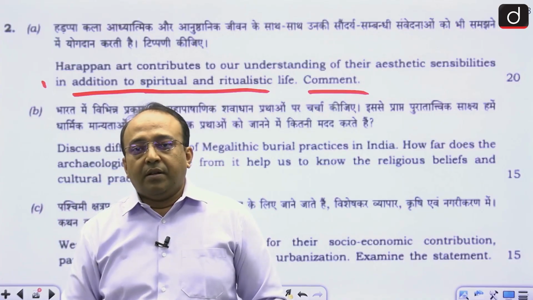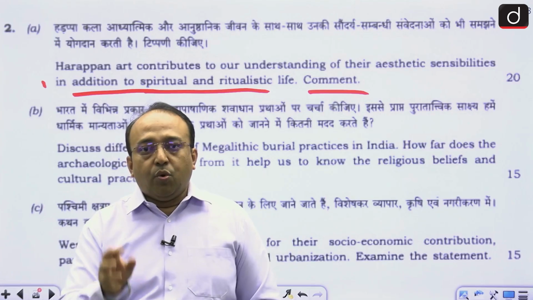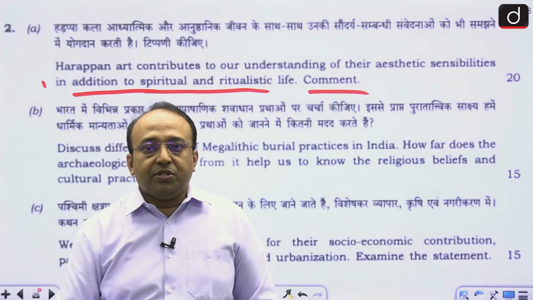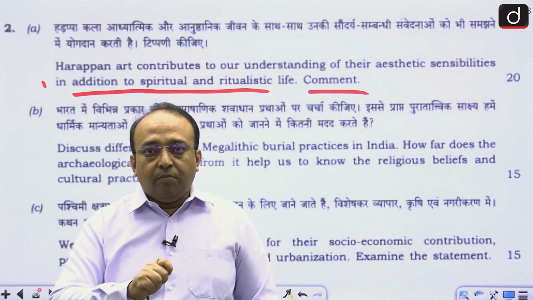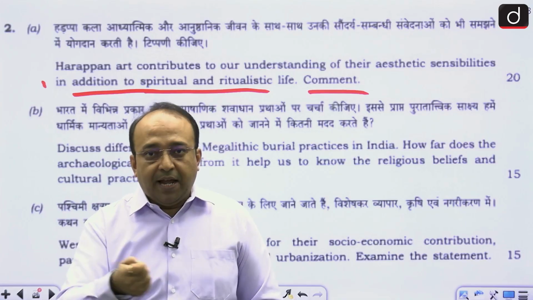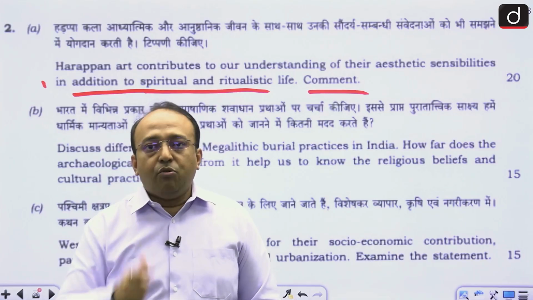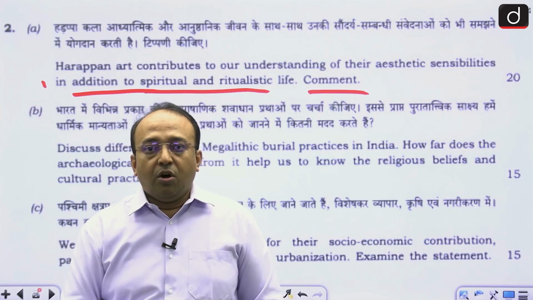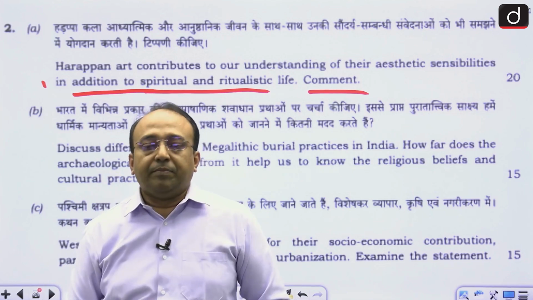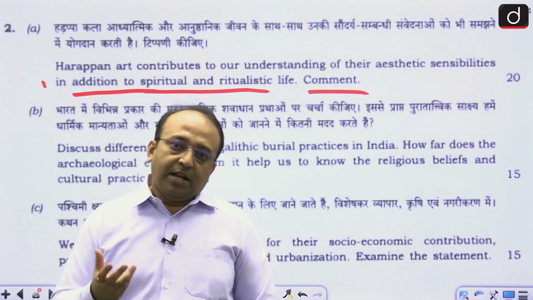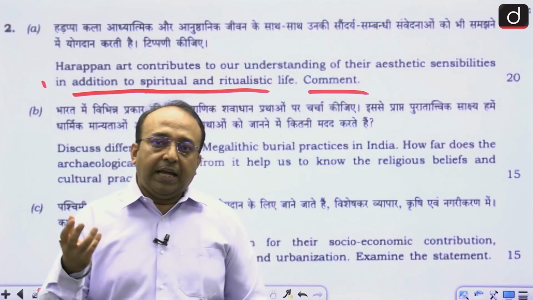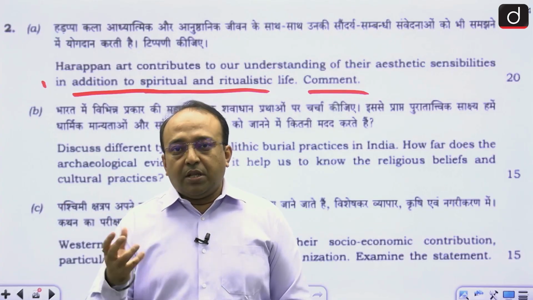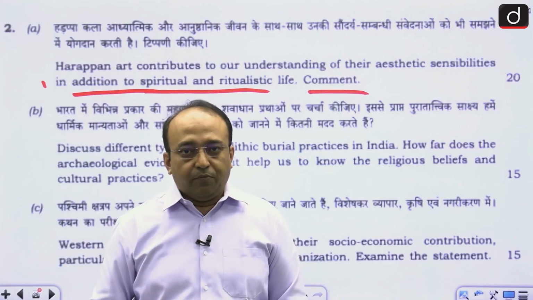At the same time, you have to also highlight that even if the Harappan art form was lacking aesthetic sensibilities, at least this art form explains very beautifully the spiritual and ritualistic traditions of the Harappan people at that point of time. How? For example, they constructed the mother goddess image. The mother goddess image has been found in various forms.